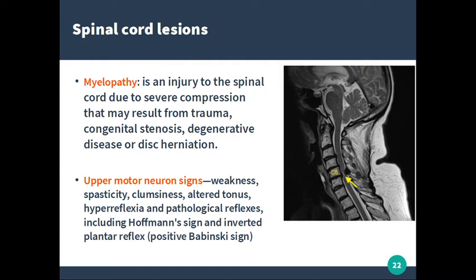we're going to get upper motor neuron signs. These include weakness, spasticity, clumsiness, altered tone, hyperreflexia, pathological reflexes, including a Hoffman sign and an inverted plantar reflex, okay, which is a positive Babinski.